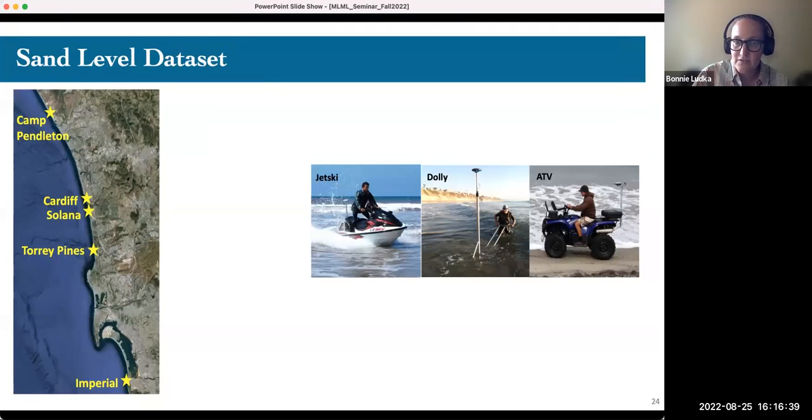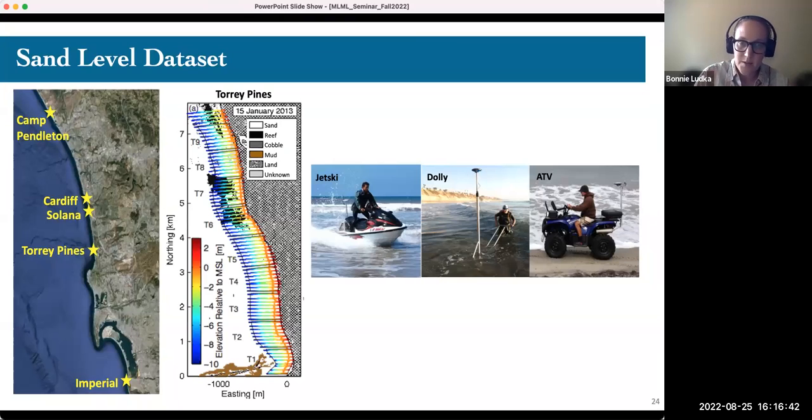We're going to do that with this sand level data set, which was the jet ski, dolly, and ATV data. This is an example of what one of those surveys looked like. We did this at the 5 different sites along the Southern California coast. We used these surveys that were done about 4 times a year and extended from the back beach out to about 8 meters depth. At all these different sites we had a few years of data, with the longest data set being 10 years at Torrey Pines.